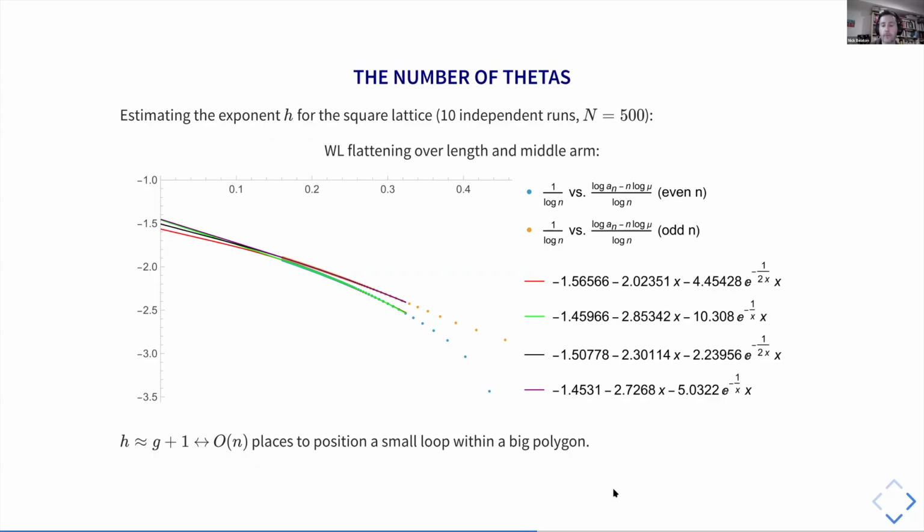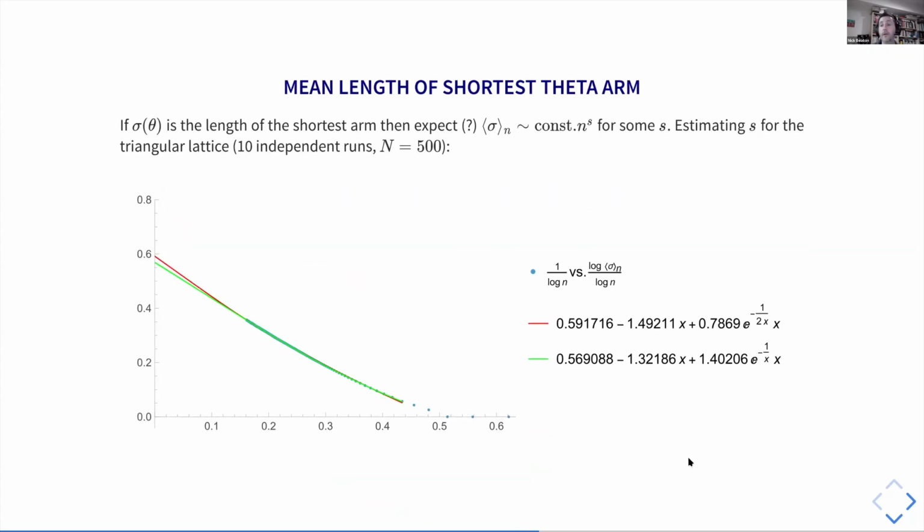We can also now look at the shortest arm. So I've got a theta, it's got a given size, and I'm also keeping track of the shortest arm that's joining these two vertices at degree 3, and I'm interested in how this thing is scaling on average. And so I'm going to say sigma for a given theta. Sigma is going to be the length of that shortest arm, and I want to average that over all thetas, and I want to understand how that is behaving.